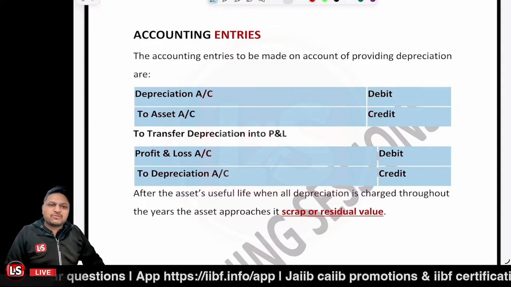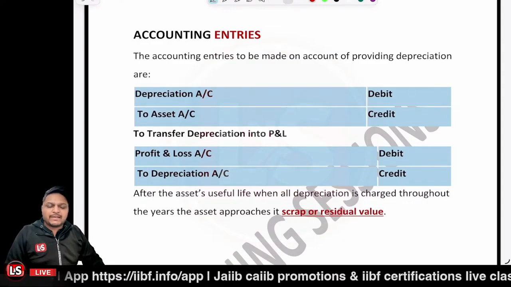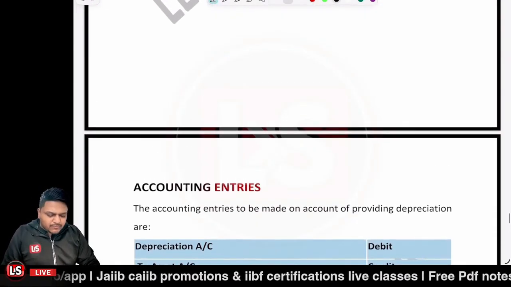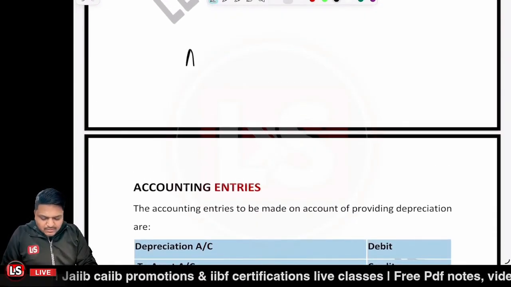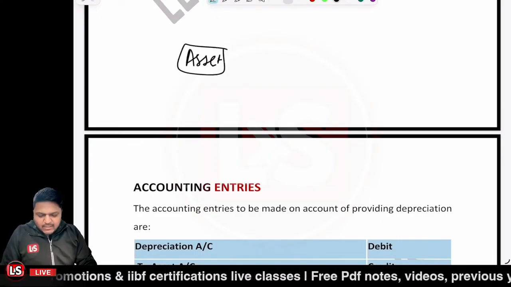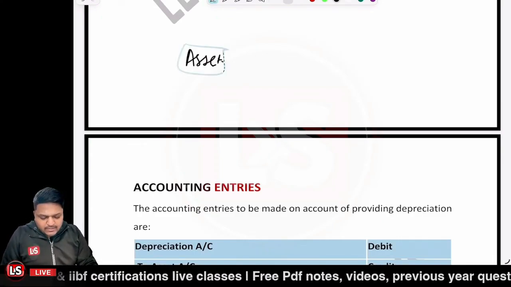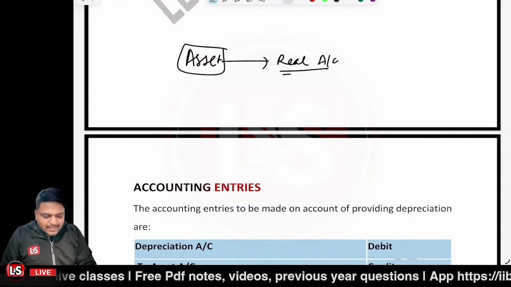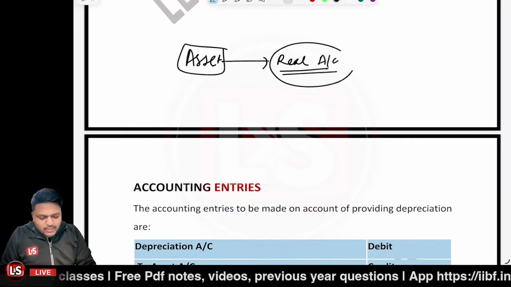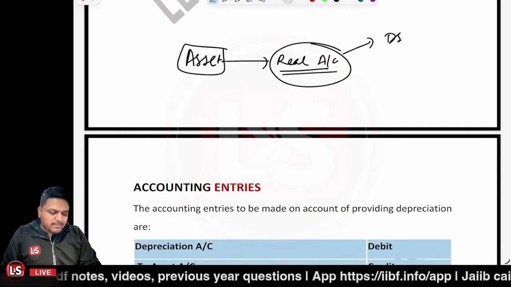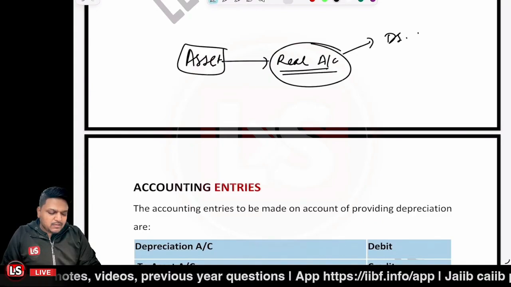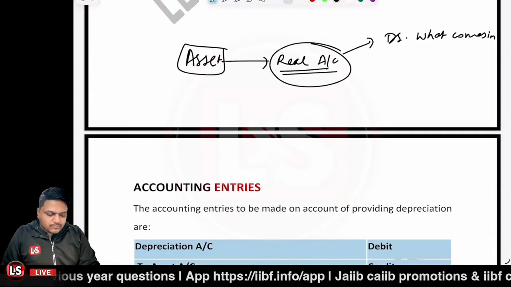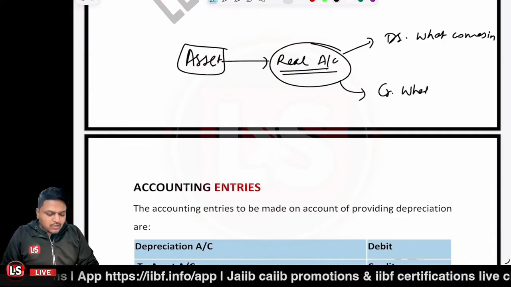Now, the depreciation is to be charged to some asset. Asset is related to what type of account? It's a real account. And what is the golden rule for the real account? Very easy. Debit what comes in, and credit what goes out.